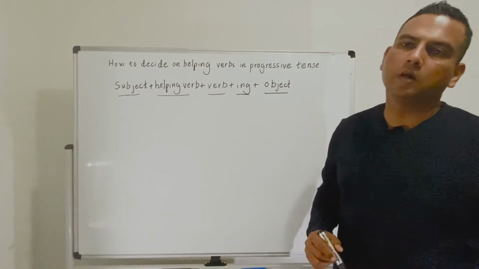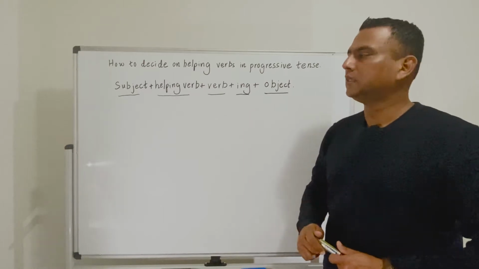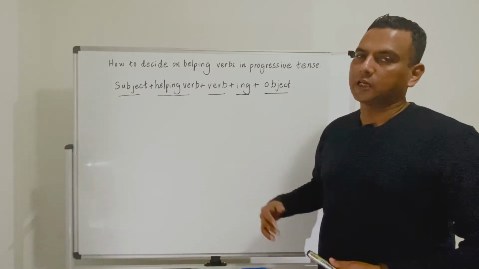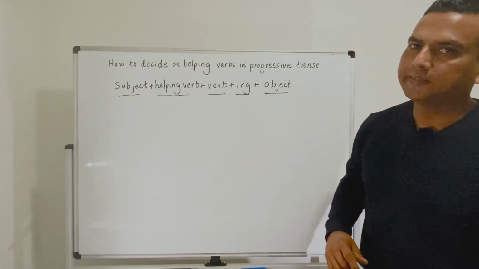So what do you understand by the object? Object is the person or the thing who receives the action of the subject in a sentence.